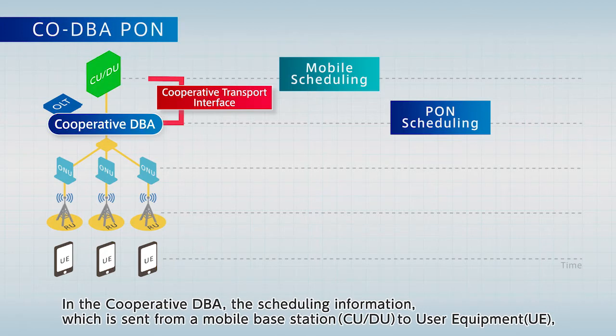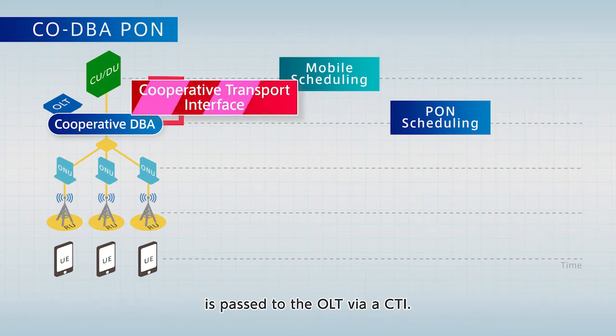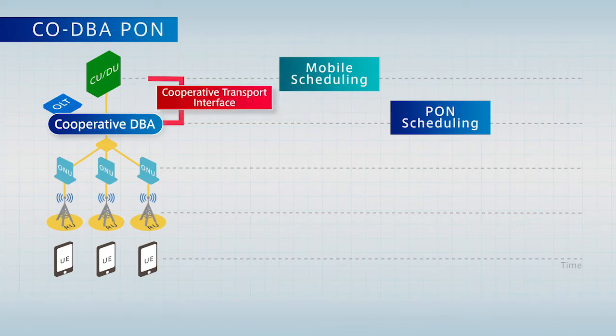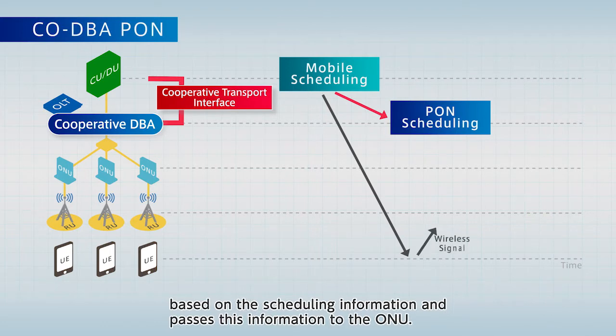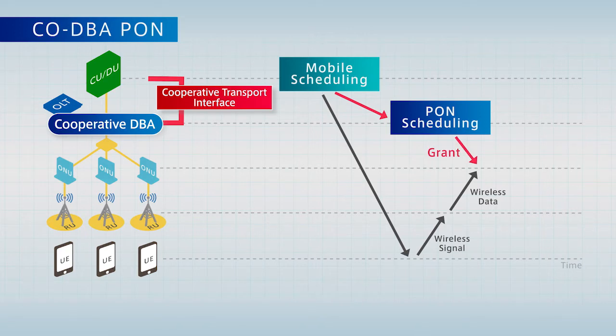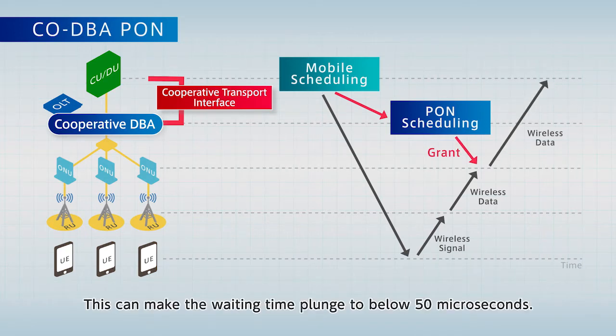In the cooperative DBA, the scheduling information, which is sent from a mobile base station to user equipment, is passed to the OLT via CTI. At the OLT, the DBA calculates the ONU's appropriate transmission timing based on the scheduling information and passes this information to the ONU. This can make the waiting time plunge to below 50 microseconds.